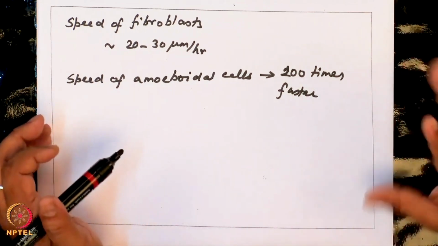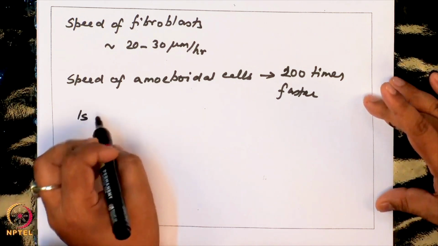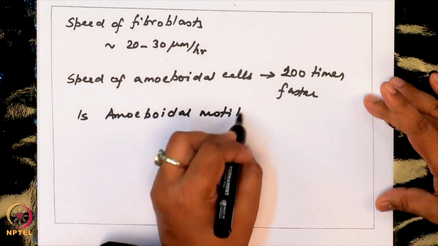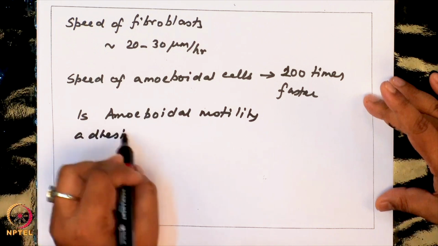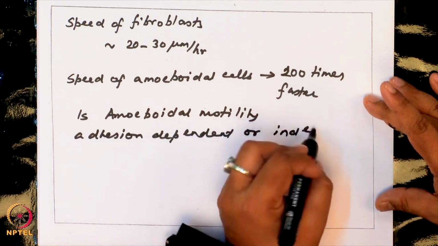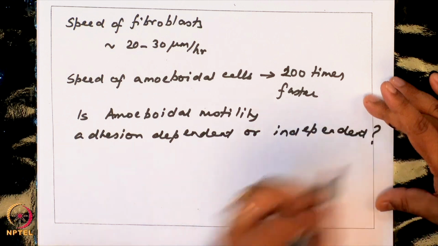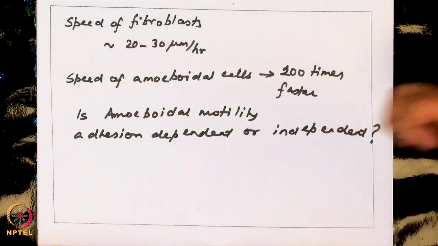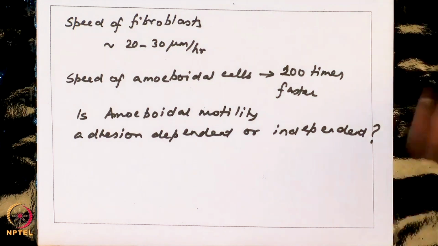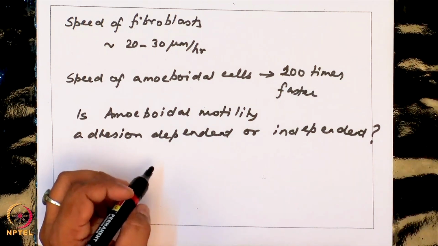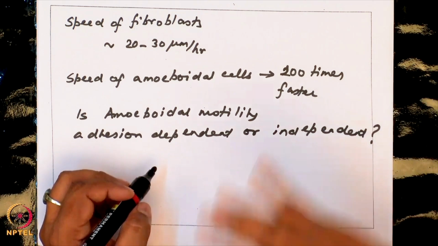So, the question that I want to ask is, is amoeboidal motility adhesion dependent or independent? The idea being, if something is adherent, you are protruding and then you are breaking your rear adhesions. So, that should limit how fast a cell can move. In contrast, amoeboidal migration can happen very fast if there is no adhesion. So, is there any justification for saying that amoeboidal motility must exhibit adhesion independent migration?